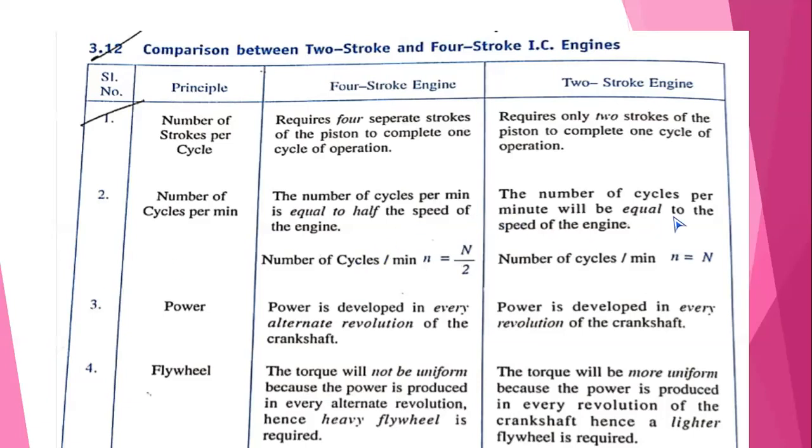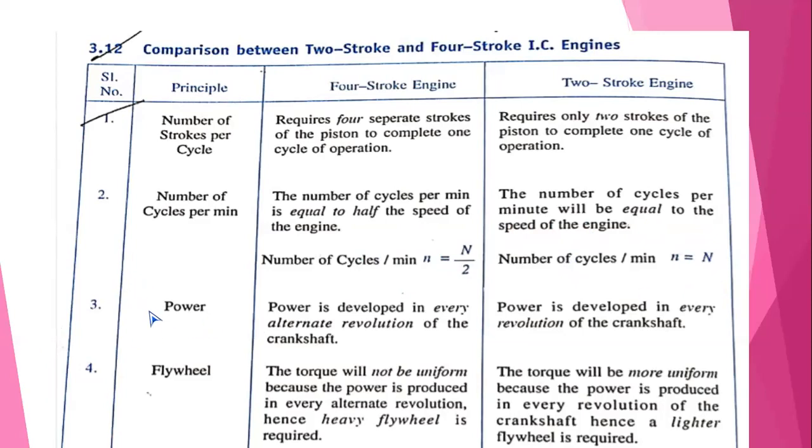In the case of a two-stroke engine, all of you observe here, the number of cycles per minute, lowercase n, equals uppercase N, which is the speed of the engine.